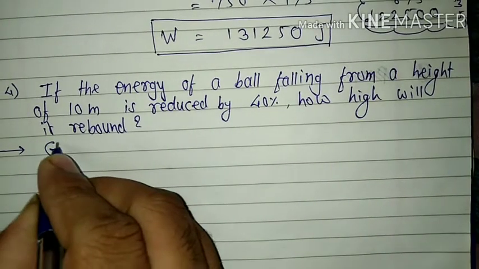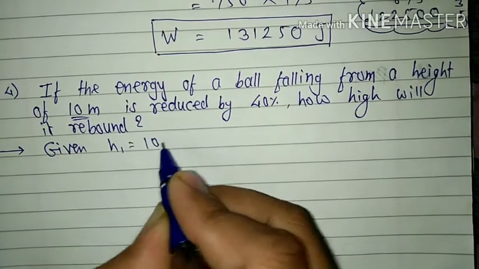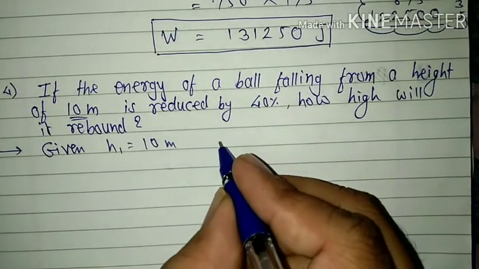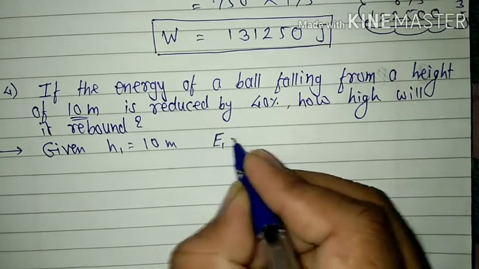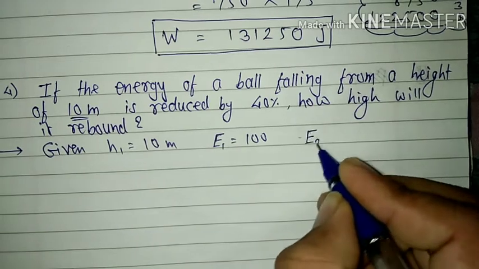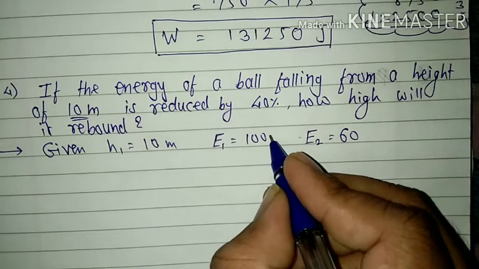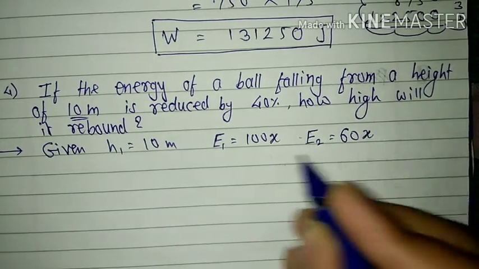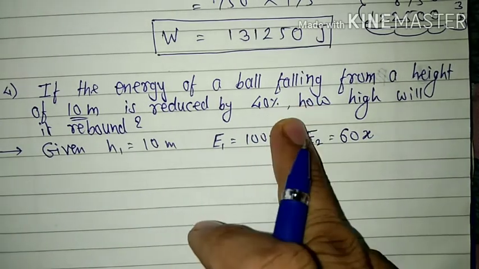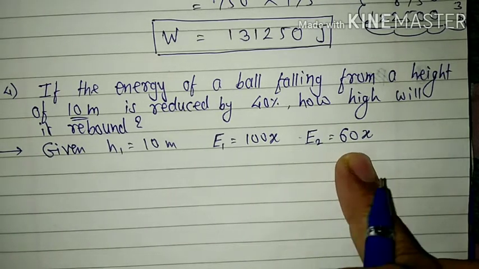Given 10 meter, that is h1 is given 10 meter and energy is reduced by 40%. So I am assuming E1 is equal to 100, therefore E2 is equal to 60. अच्छा 160 ऐसे नहीं ले सकते, तो 100x लेते, 60x लेते. देखो 40% से रिड्यूस हुआ है, परसेंट दैट मीन 100 ना, 40%, 100 में से 40 रिड्यूस हुआ है, सो रिमेनिंग एनर्जी इज 60. इज दैट ओके?